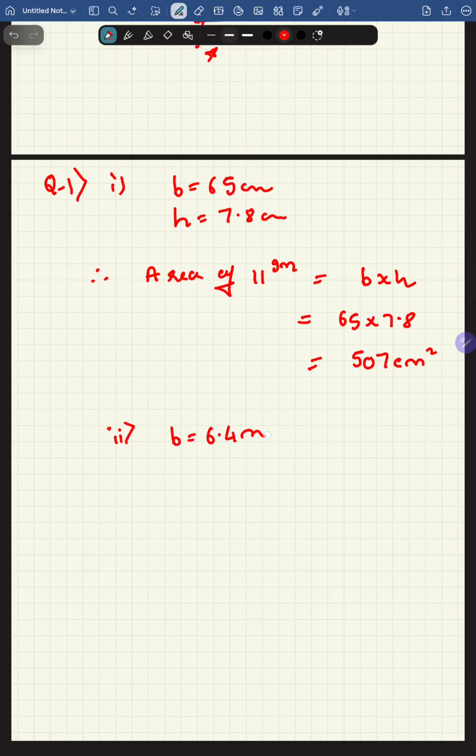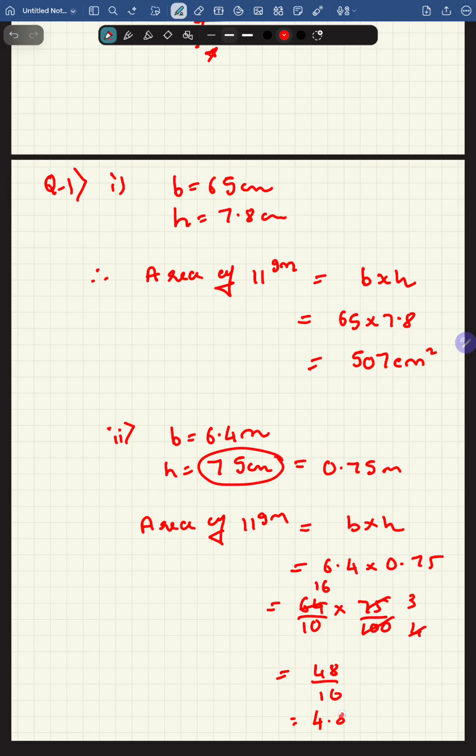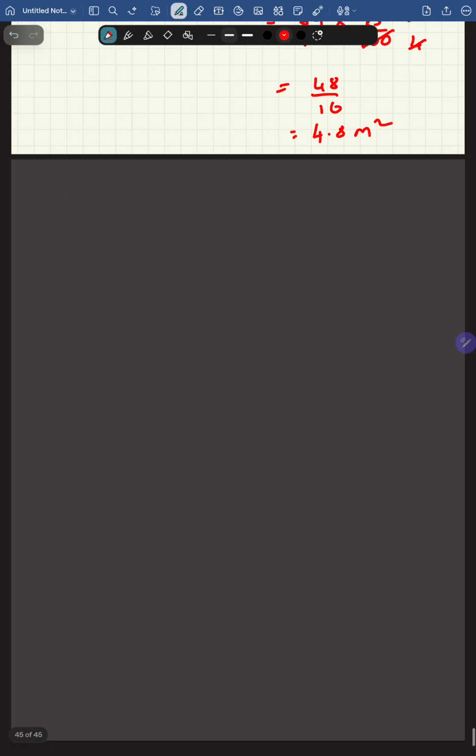Your base is 6.4 meter. Your height is 75 centimeter. 75 centimeter is equal to 0.75 meters. Now in this case, the area of parallelogram would again be base into height, 6.4 into 0.75, 64 by 10, 75 by 100. 25 3s are 75, 25 4s are 100, 25 16s are 400, 48 by 10, which is 4.8. So this is how you do calculations. Let's move to question number 2.